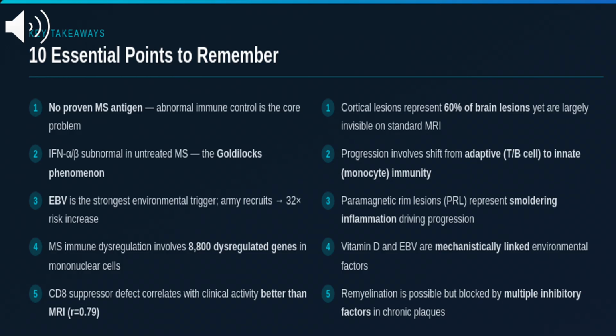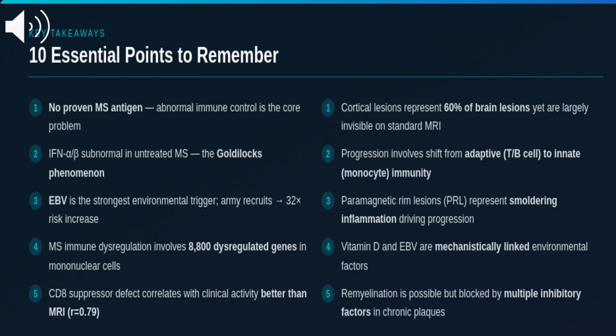Seventh, progression represents a biological shift from adaptive T and B cell mediated inflammation to chronic innate monocyte and microglial-driven neurodegeneration. Eighth, paramagnetic rim lesions on susceptibility-weighted MRI represent smoldering inflammation, the biological substrate of progression, and are a critical emerging imaging biomarker. Ninth, vitamin D and EBV are mechanistically linked through EBNA3 blockade of the vitamin D receptor, making their combined epidemiological effects more than additive.